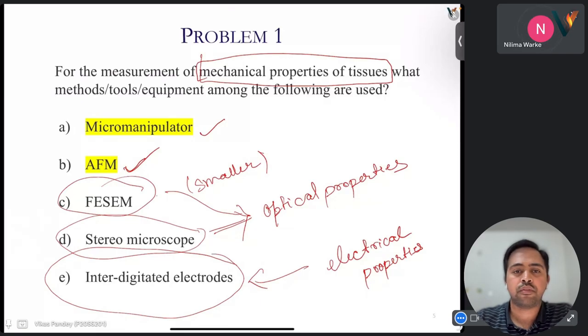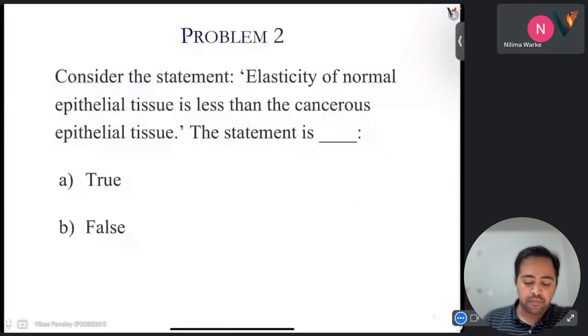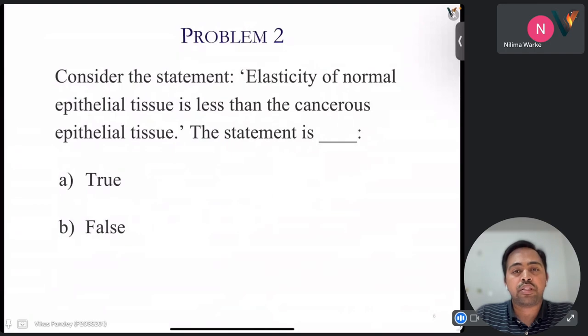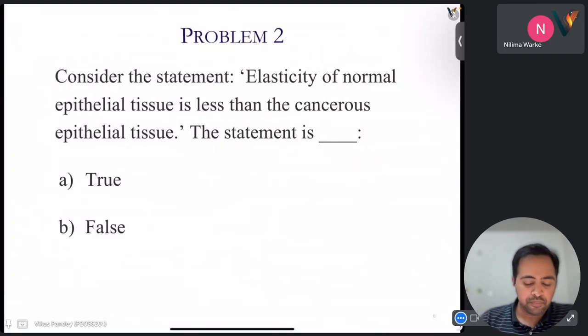No, sir. Now consider the following statement. Elasticity of normal epithelial tissues, remember it is epithelial tissues, is less than the cancerous epithelial tissues. Is it true or false?